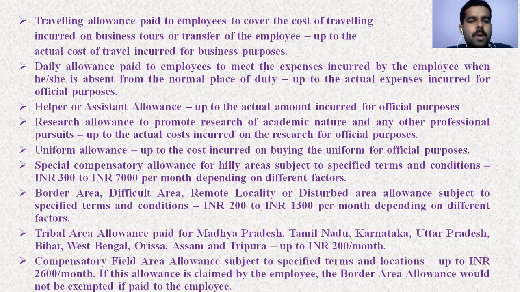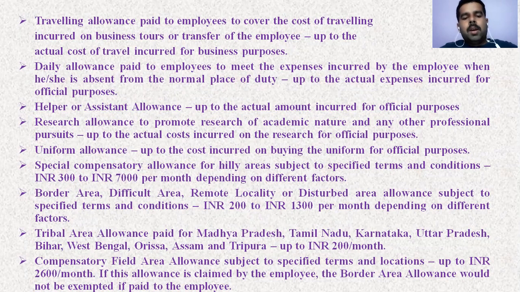The next is uniform allowance, up to the cost incurred on buying the uniform for official purpose. Then special compensatory allowance for hilly areas, subject to specified terms and conditions, that is Indian rupees 300 to Indian rupees 7,000 per month, depending upon different factors. Based on different factors, some people in hilly areas are also there.